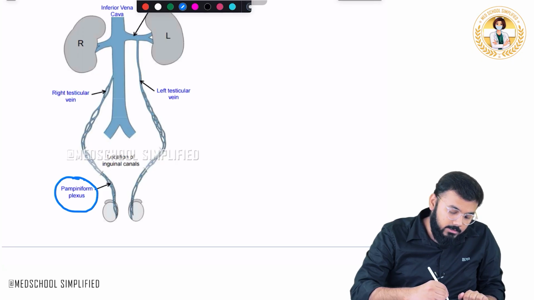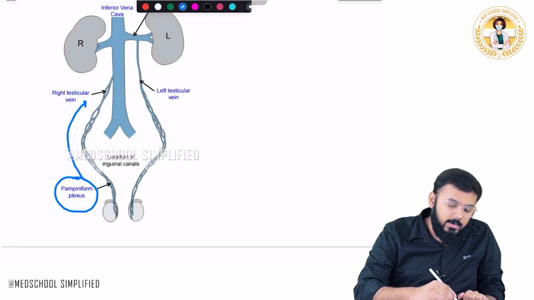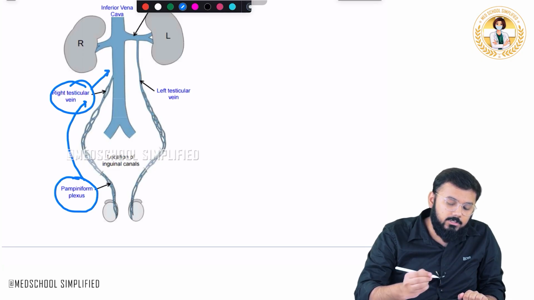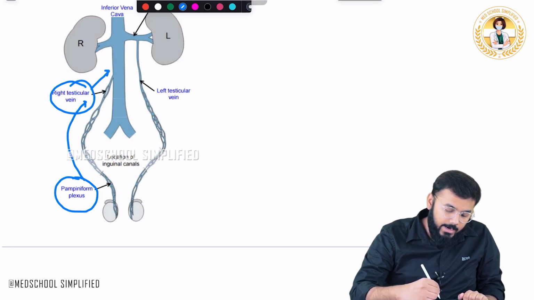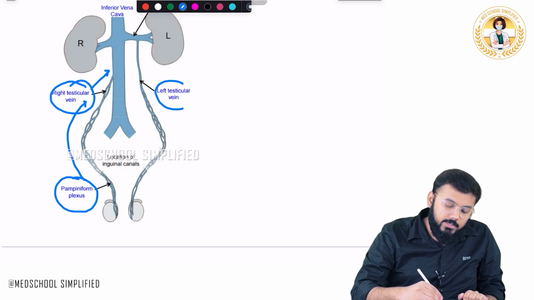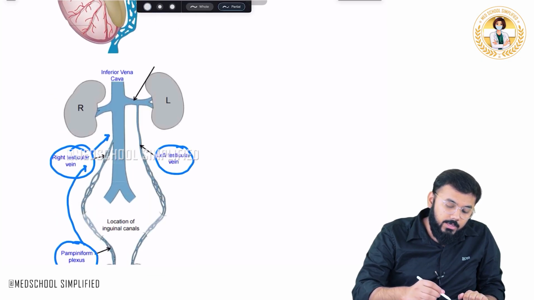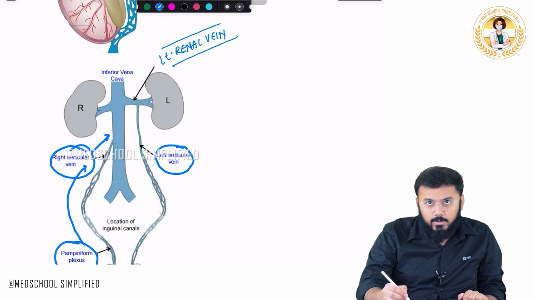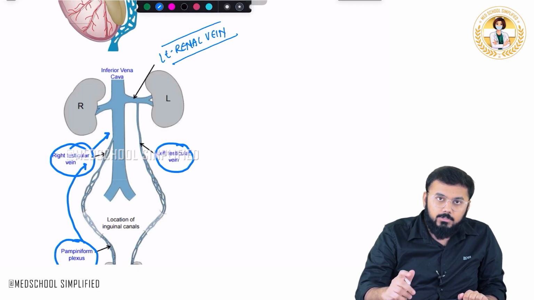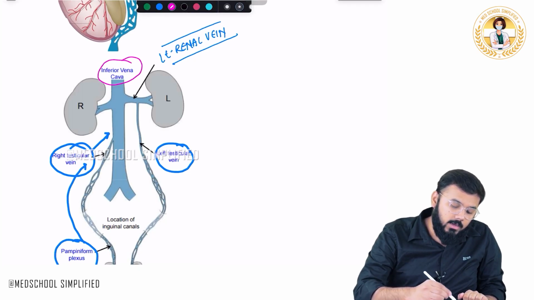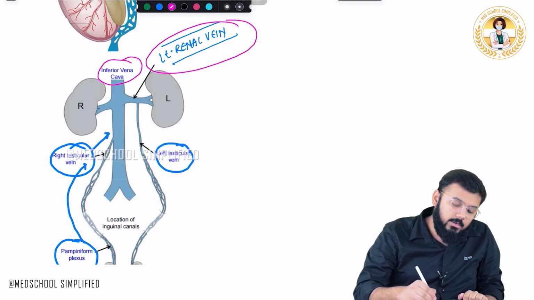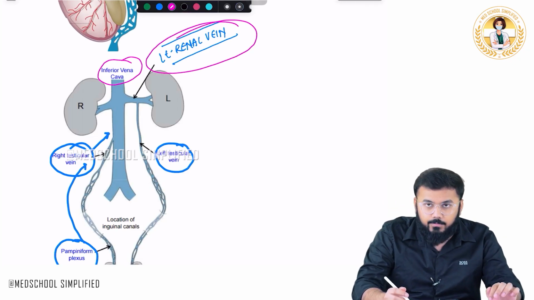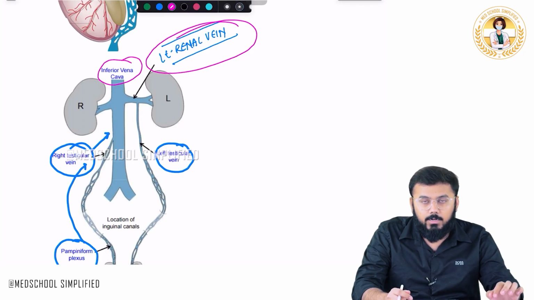And next important thing, where are these veins draining? The Pampiniform plexus on the right side directly drains into the right testicular vein, and the right testicular vein directly drains into your inferior vena cava. Whereas the left testicular vein is draining into this particular structure called the left renal vein. So right testicular vein drains into the inferior vena cava, and the left testicular vein drains into the left renal vein. This is one of the very important things which you need to know.